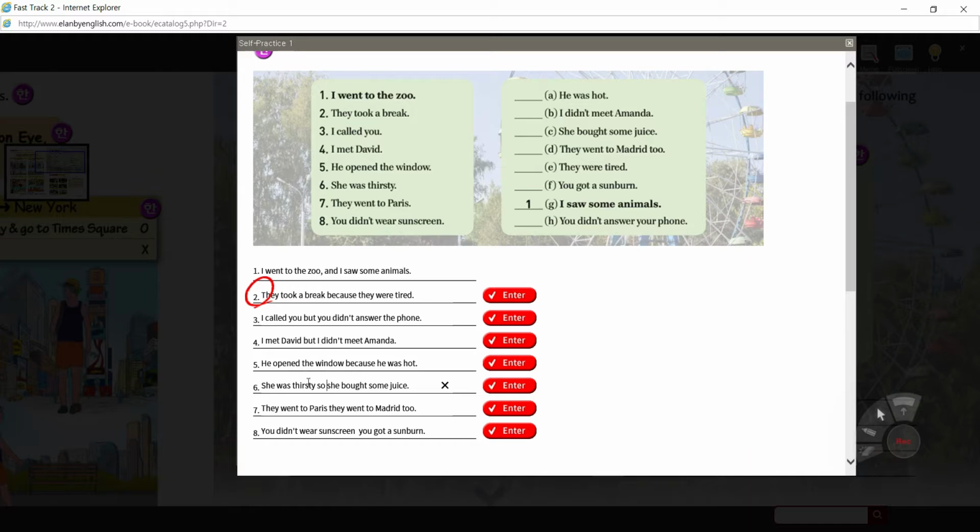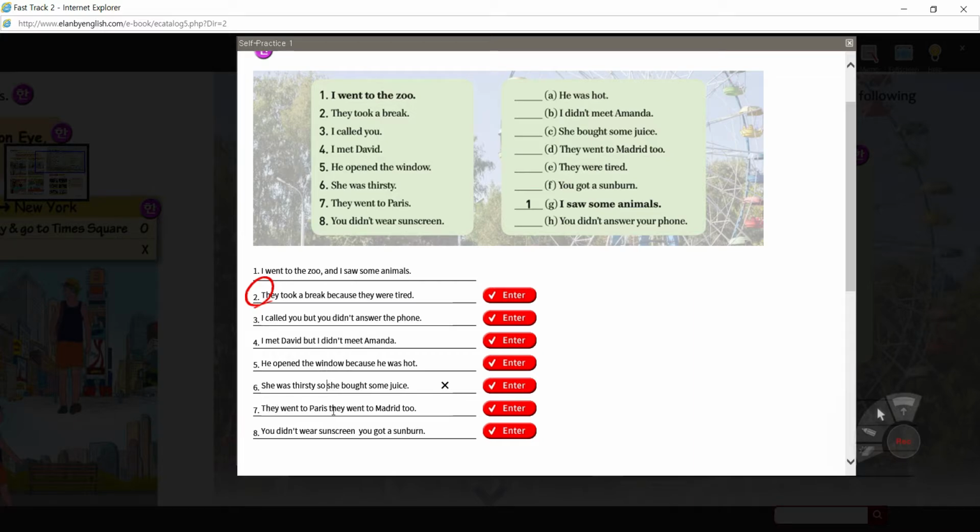Much in the same way, talking about cause and effect, we could put because at the beginning of the sentence. Because she was thirsty, she bought some juice. Again we're looking at a cause and effect relationship. She was thirsty, therefore she thought buying some juice would be a good idea. So she was thirsty, so she bought some juice, a resulting action.